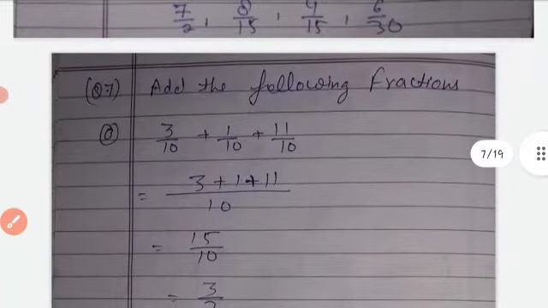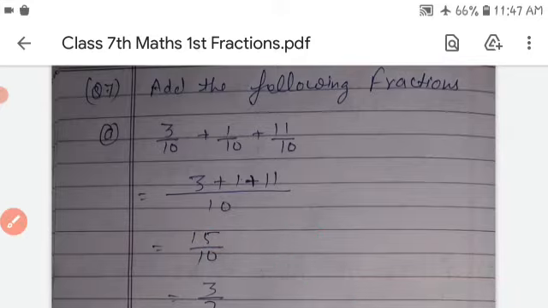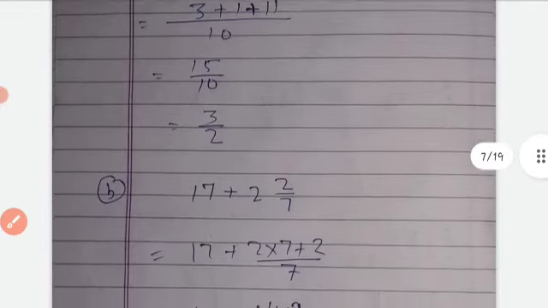Question 7. Add the following fractions. 3 by 10 and 1 by 10 and 11 by 10. All denominators are the same, 10, 10 and 10. Now the LCM is 10. 3 plus 1 plus 11 is 15 upon 10. Now cancel out by 5: 5 times 3 is 15, 5 times 2 is 10. Now the answer is 3 by 2.